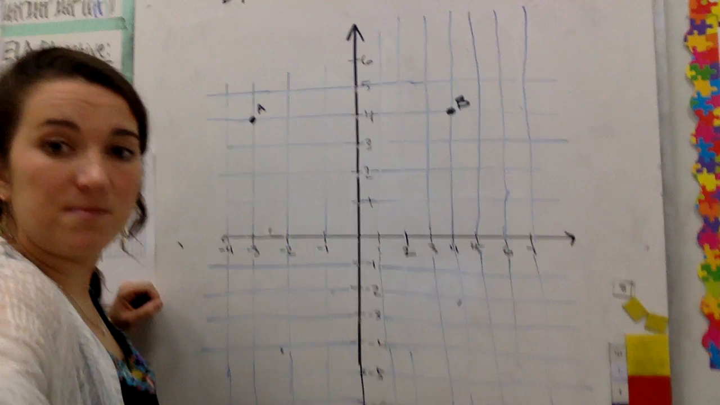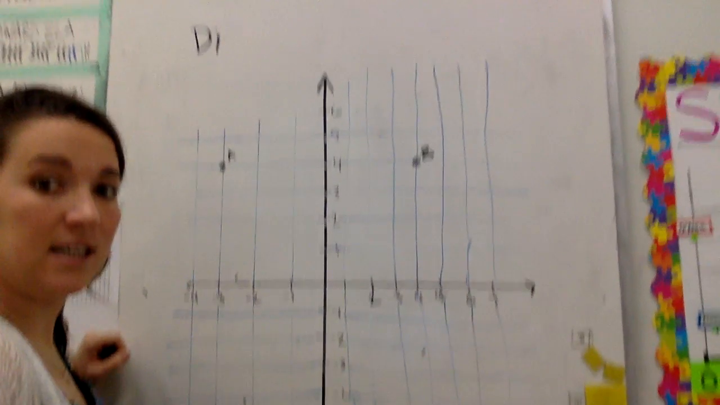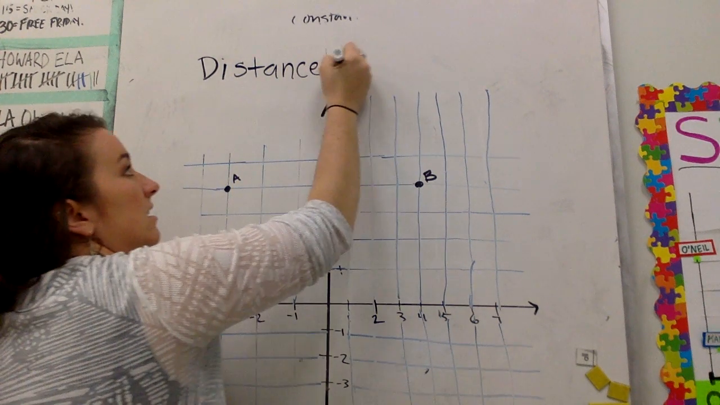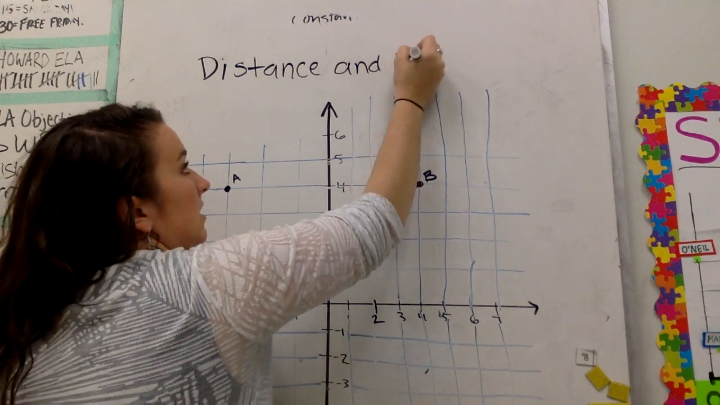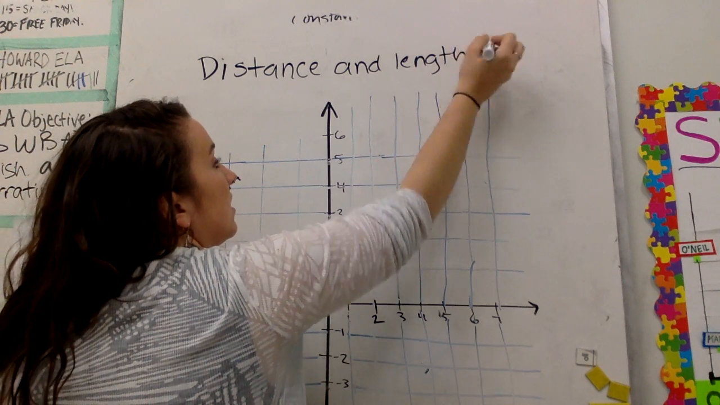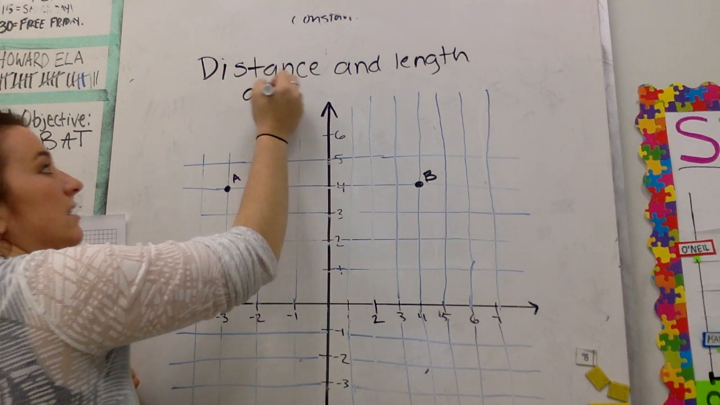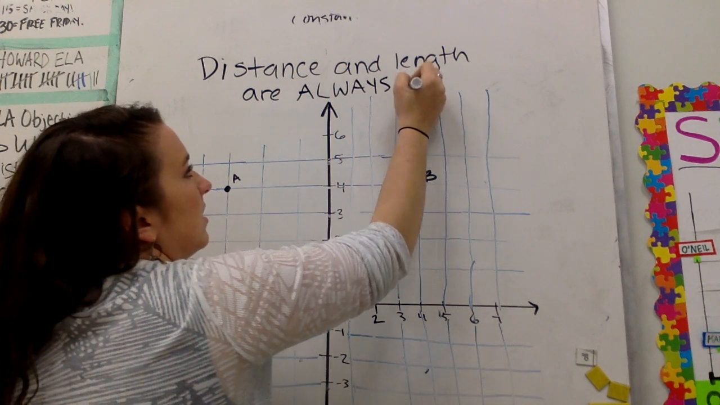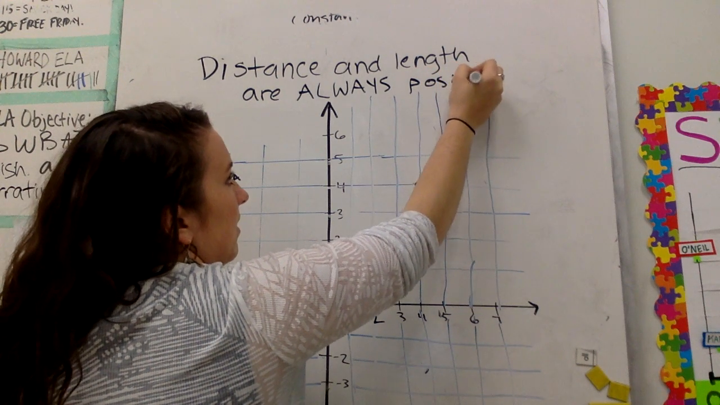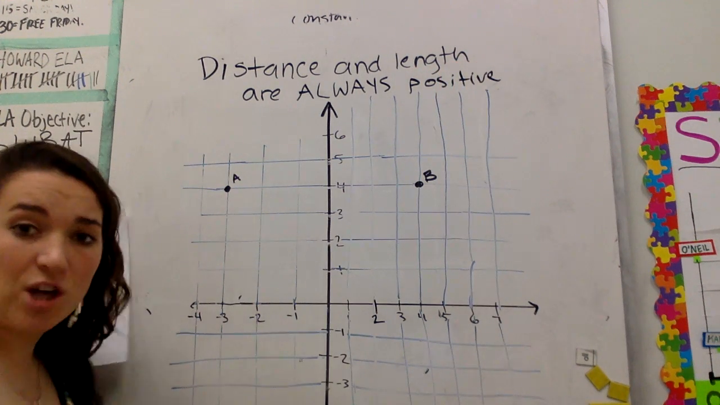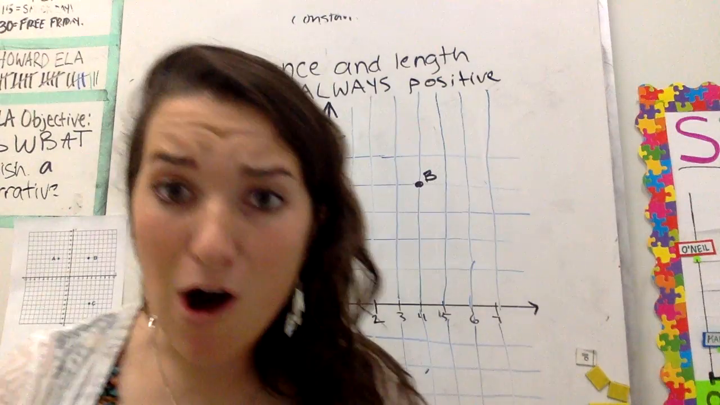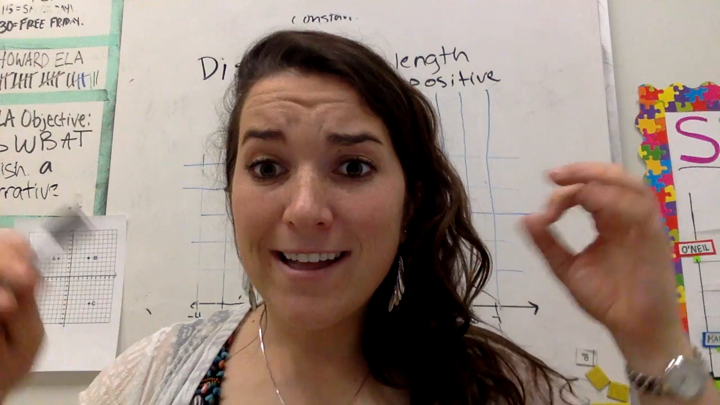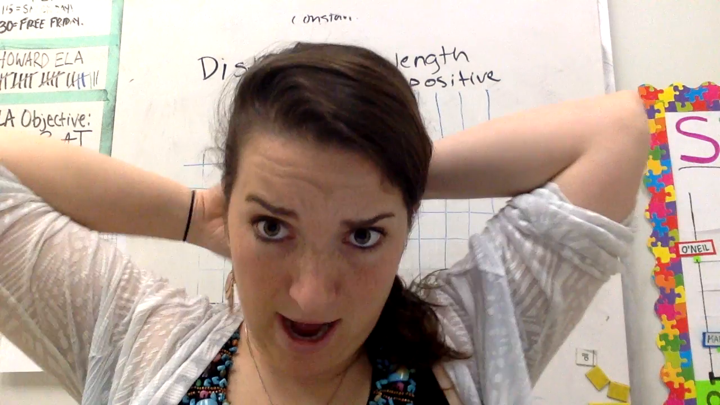Distance and length are always positive. So when you're talking about distance and length, you are always going to have a positive number. Whether it's going up, down, left, or right, the distance and length are always positive.